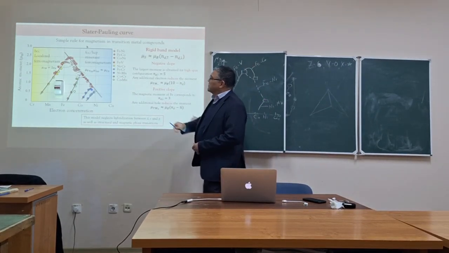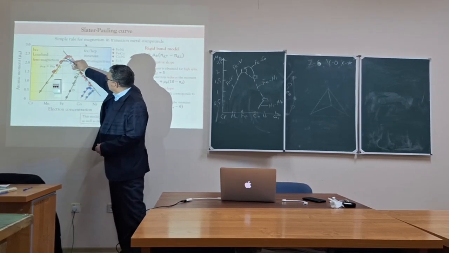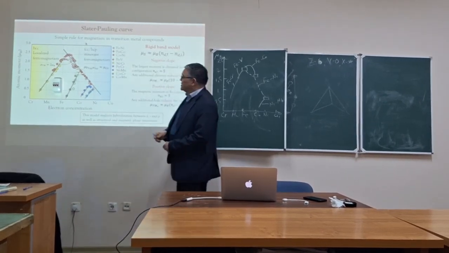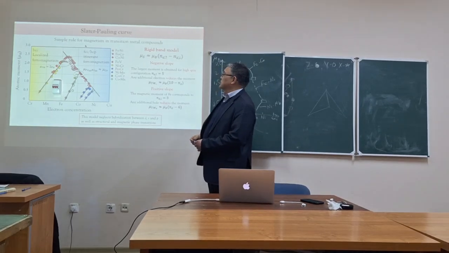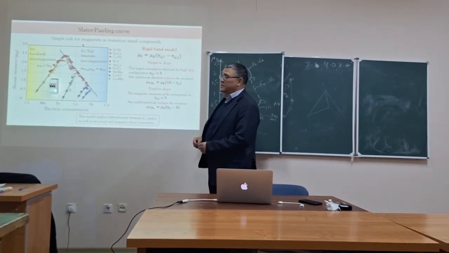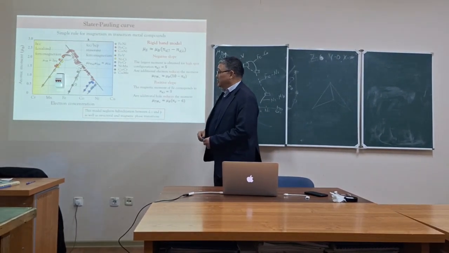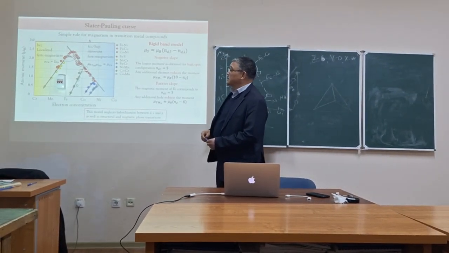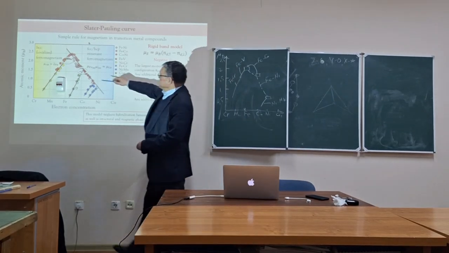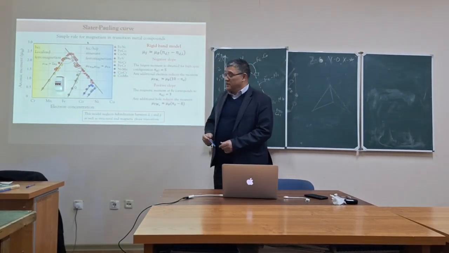Now, if you look here, the iron is located over here, but we have this kink in the curve. This kink corresponds to hybridization of s, d, and p orbitals, and also some structural and magnetic phase transitions. So this kink corresponds to the influence of these effects in these alloys.